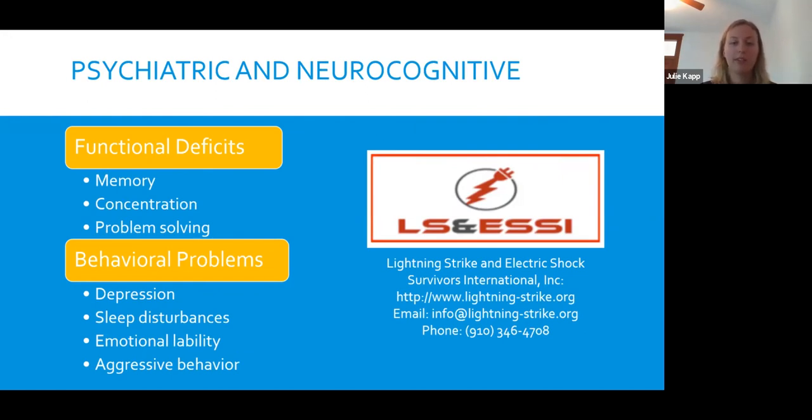There's actually an organization that offers support through counseling and long-term sequelae of lightning injury, and they're called the Lightning Strike and Electric Shock Survivors International Incorporated. I have all of their information here that was included in the guidelines, and I also included their logo that I found on their website. So if symptoms arise that are either psychiatric or neurocognitive in nature, it's recommended that the victims receive specialized care from a mental health professional.